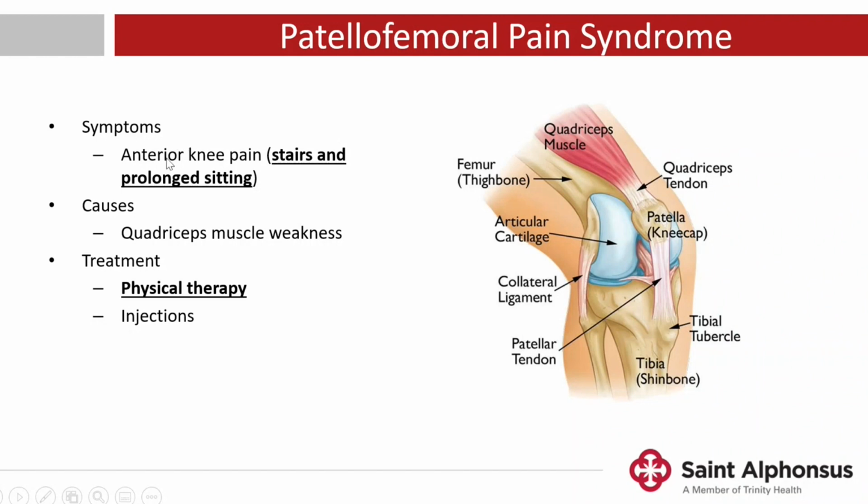So the hallmark symptoms of this are anterior knee pain, or pain at the front of the knee. It is usually manifested with going up and down stairs and with prolonged sitting. We used to call this the theater sign, or your knee would hurt after sitting watching a movie for an hour and a half. As we discussed, this is usually caused by quadriceps weakness, but also some anatomical problems can contribute to it. And therapy is the mainstay of treatment here.